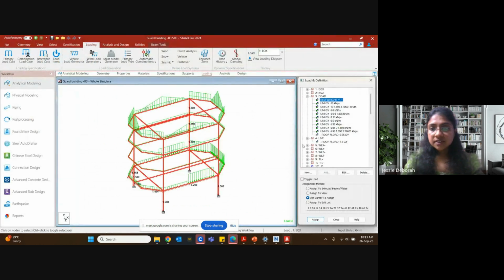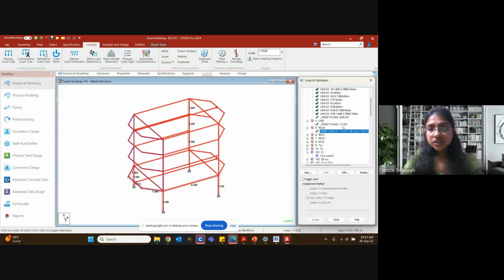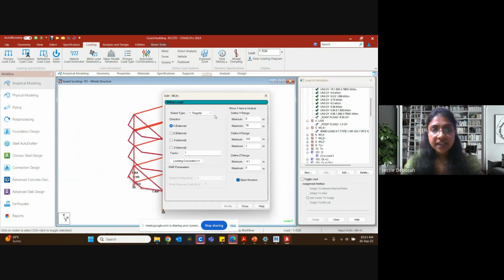Okay, so here the wind load factor is actually done using STAAD itself. If you see here, external x direction. Okay, this is your x direction. So the maximum definition range is this, and your definition range and other things are actually given in the structure. Then it comes to Z, again the same thing.